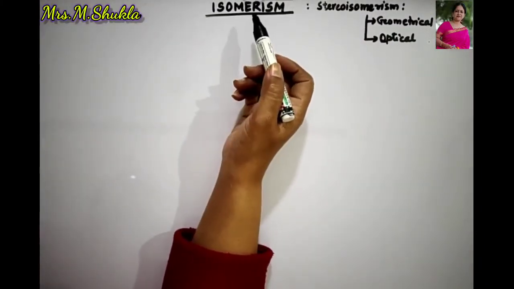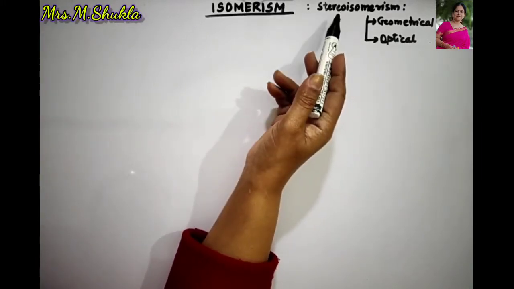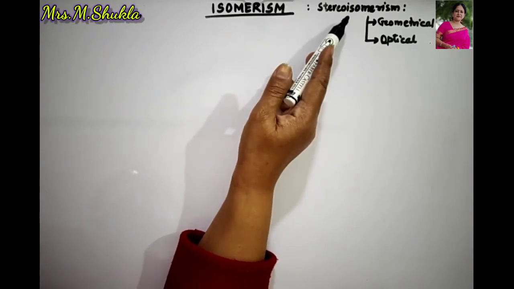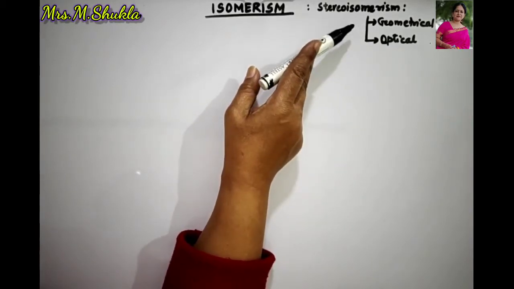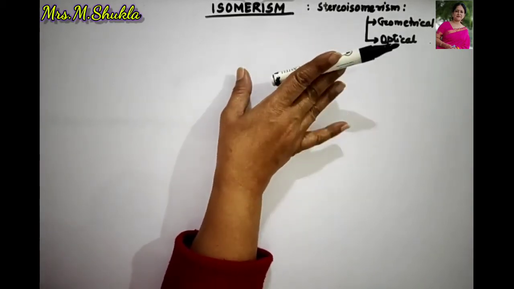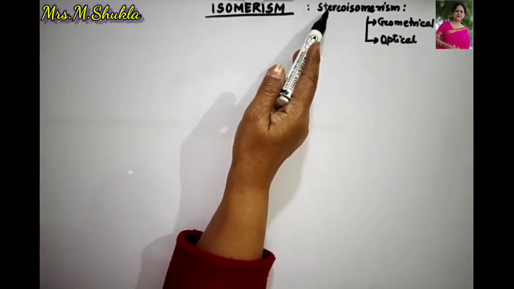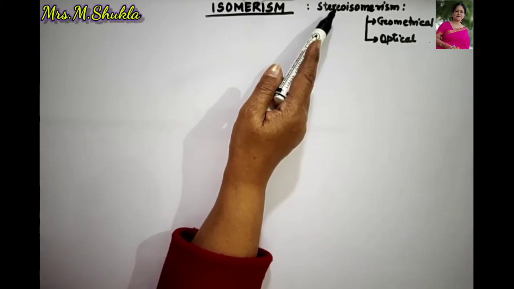Today in this chapter of isomerism we are going to study stereoisomerism, and as I had told you earlier, stereoisomerism is of two types, geometrical isomerism and optical isomerism, that we are going to study. So first and foremost, let us understand what is stereoisomerism.